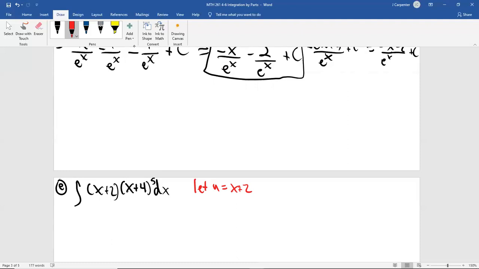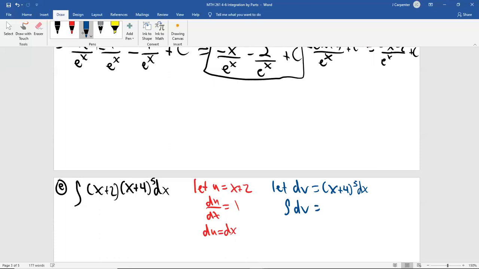We're going to take the derivative. This is going to be very similar to last time. du over dx equals 1. The derivative of x is 1. The derivative of 2 is nothing. Multiply both sides by dx, and you get that du is equal to dx. So we'll let dv be the rest, which was the parentheses x plus 4 to the 5th power dx. And then we're going to integrate that. So the integral of dv equals the integral of x plus 4 raised to the 5th power times dx. Give me a minute.